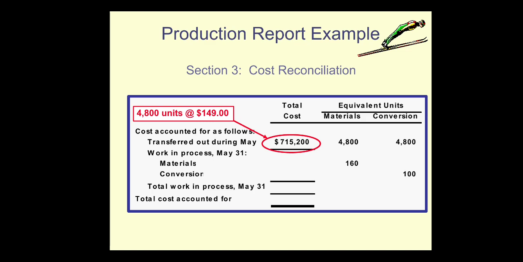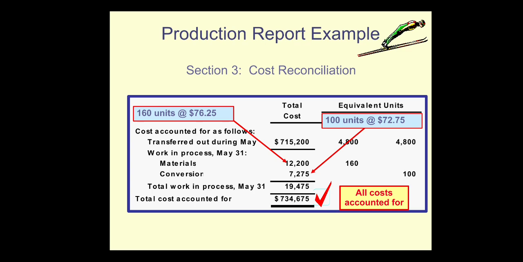And then for the WIP ending or WIP inventory at 31st of May, remember the equivalent unit is 160 in terms of material and 100 in terms of conversion. So you have to calculate how much cost is related to the material and how much cost is related to the conversion. For the material, the cost is 160 units times $76.25. That $76.25 is the number that you got in the previous section, in section 2.